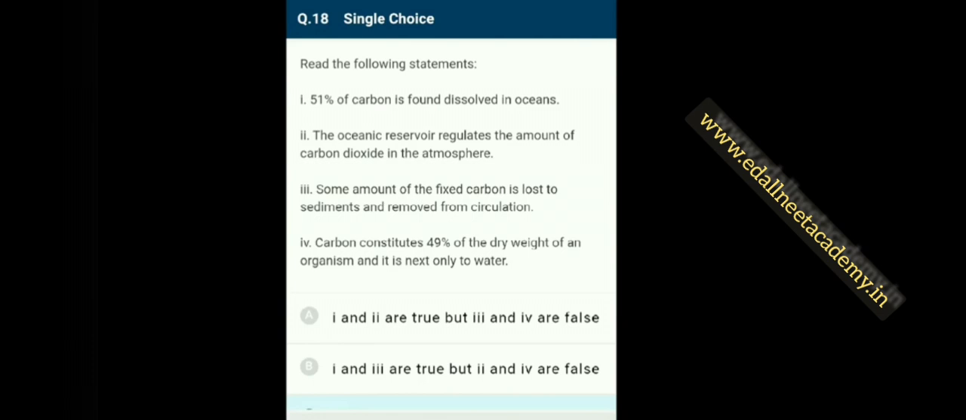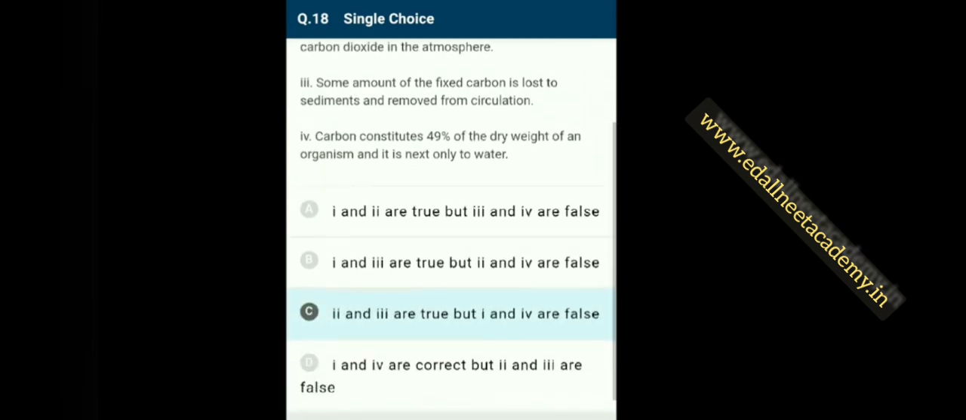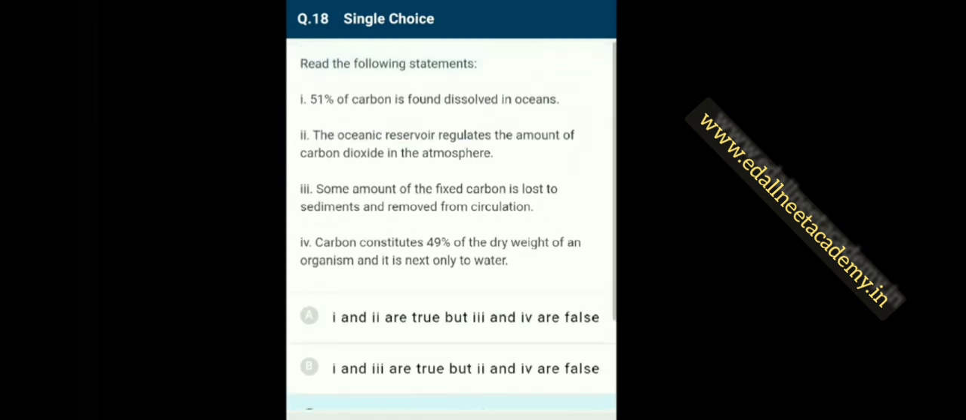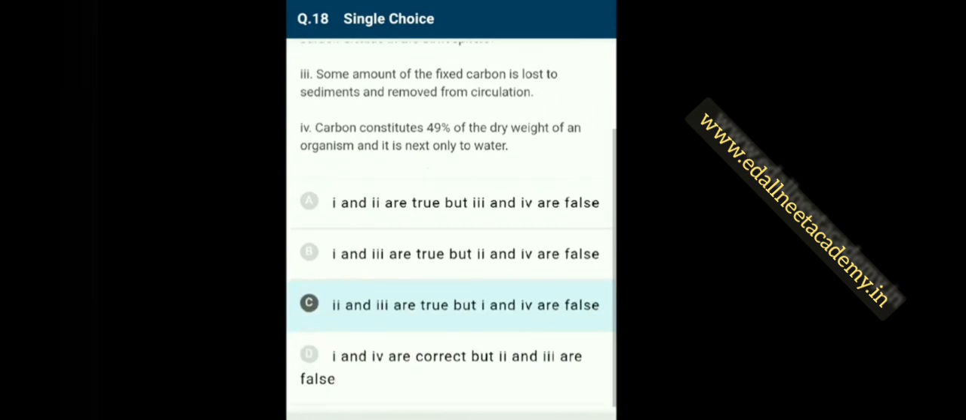Statement 3: Some amount of fixed carbon is lost to sediments and removed from circulation. That is also correctly given. Statement 4: Carbon constitutes around 49% of dry weight of an organism and it is next only to water. That is wrongly given. So out of four statements, statements 2 and 3 are correct, 1 and 4 are wrong. So the correct option for this question is option C.